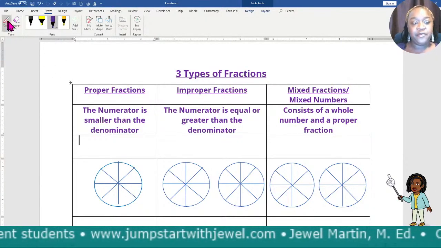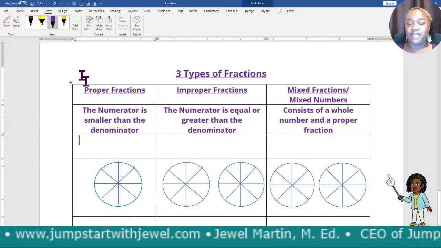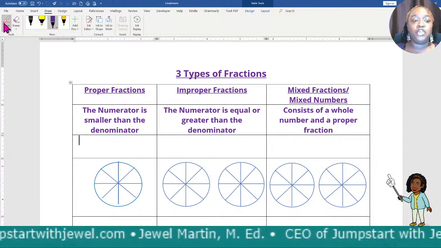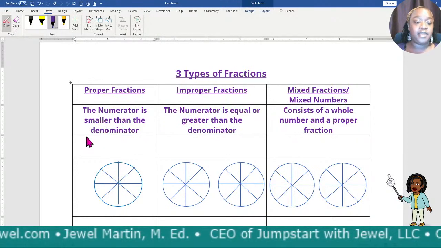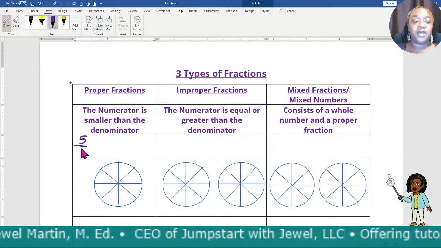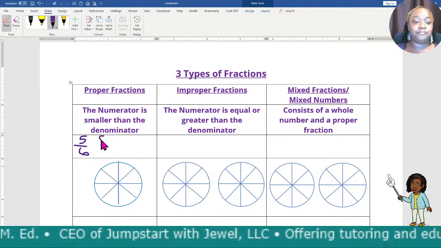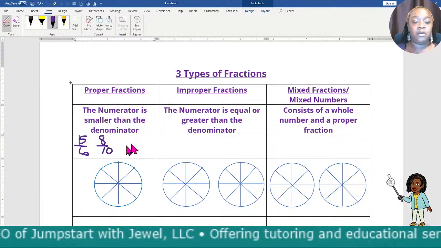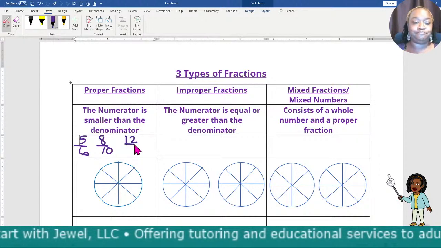So we've got three types of fractions. The first type of fraction is known as the proper fractions. These are the fractions that most people are used to seeing. This is where the numerator, the number on top, is smaller than the denominator. So an example of this fraction might be 5/6 or 8/10 or, I don't know, 12/15.